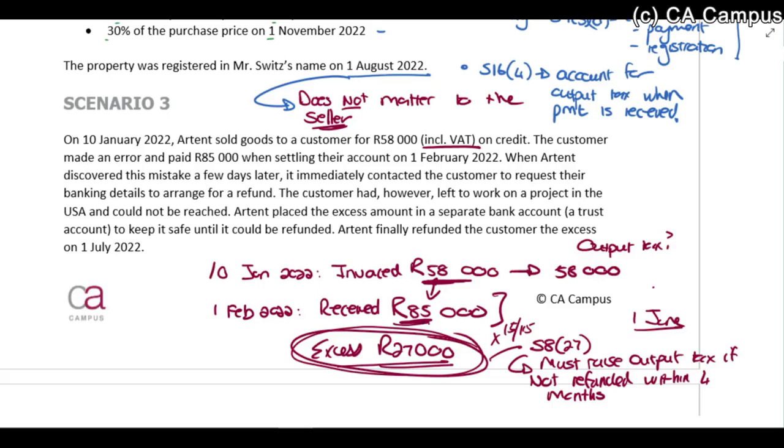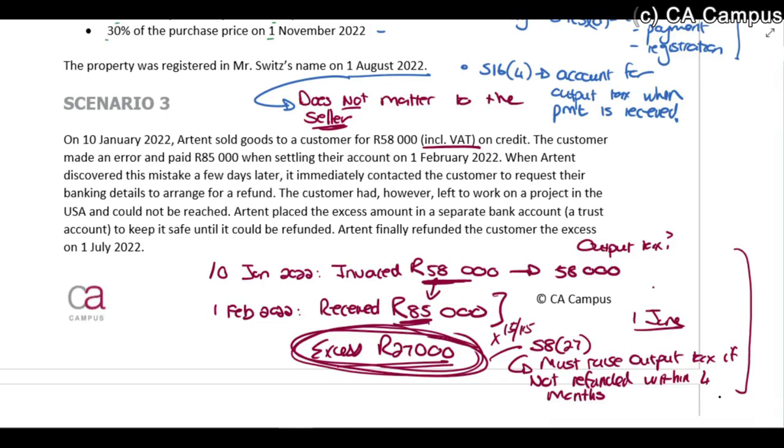So they say you've got 4 months to repay it. If not, you must raise output tax on it. If you then repay it afterwards, you can claim input tax. So all of this, again, guys, is pure theory, pure rule. If you don't know the rule, there's no way you'll know it in the exam. There's no way to figure it out. You either studied it or you didn't.